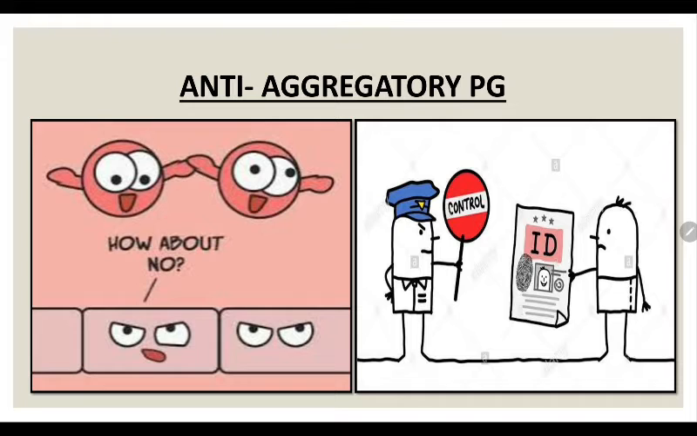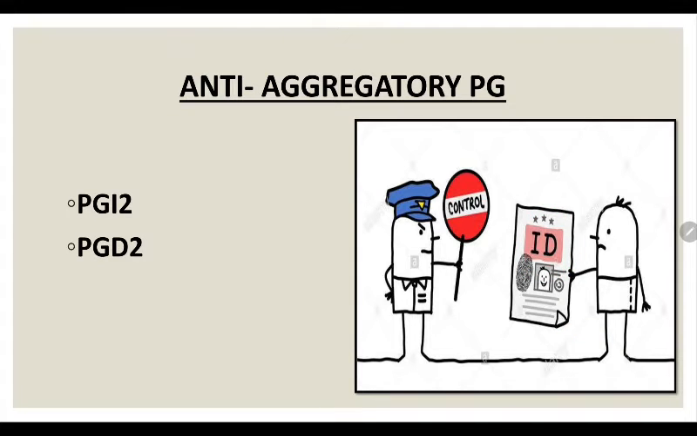Coming to anti-aggregatory prostaglandin, it will not cause aggregation. So what happens is, when an officer is not allowing you into a restricted place, you show your ID card to be allowed in, and therefore the mnemonic here is also ID. What is that? It is I2 and D2: PGI2 and PGD2 are anti-aggregatory prostaglandins.